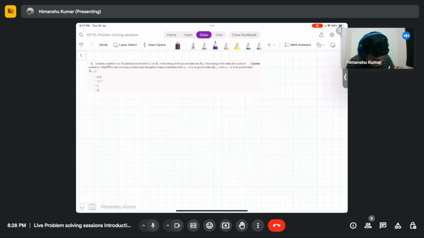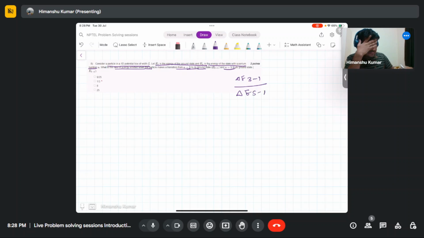Consider a particle in a 1D potential box of width L. Let E1 be the energy of the ground state and En the energy of the state with quantum number n. What is the ratio of energy emitted when the particle makes a transition from n equals 3 to the ground state and n equals 5 to the ground state? So basically we need to calculate the ratio of delta E of 3 to 1 divided by delta E of 5 to 1.